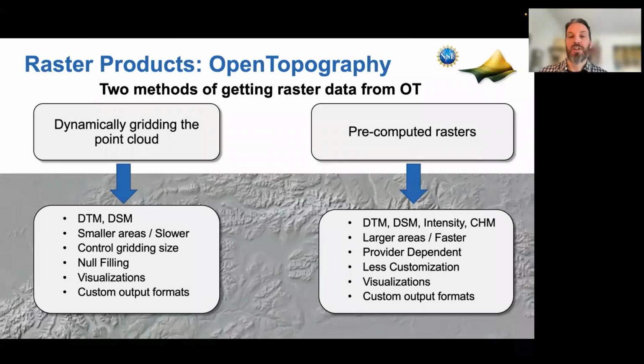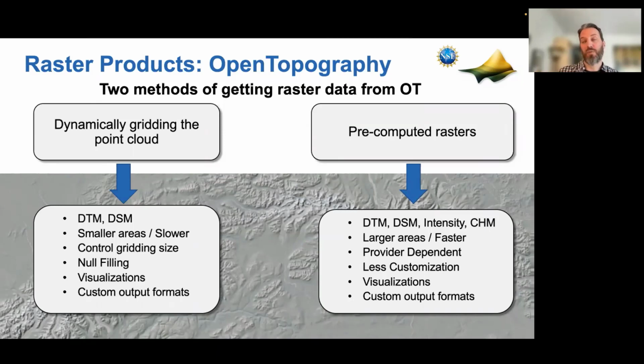By contrast, on the right, there's the pre-computed rasters. And as I mentioned, these are rasters that the data providers give to us. They've already gridded the data, so they might give us the point cloud and some pre-computed rasters. The downside of that is you're sort of beholden to whatever the provider gave us. So a lot of times that's DTMs, DSMs, but sometimes it could also be intensity. From some of the forestry community, we'll get canopy height models or canopy density. So we could get other products.